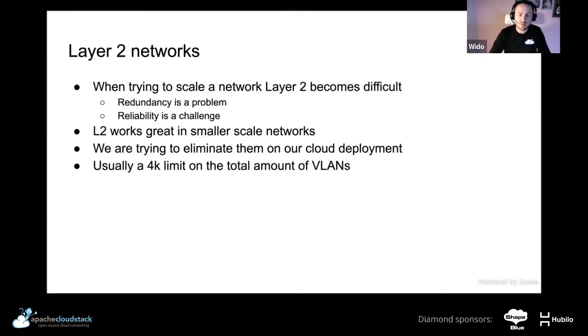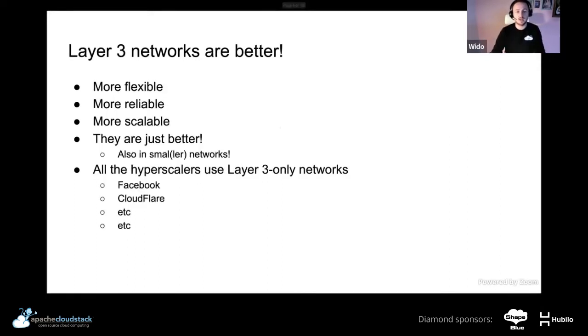We've been trying to eliminate layer 2 in our network. We want to go for layer 3 only, because why layer 3? It's just better. It's more flexible, more reliable and more scalable. And even in smaller networks, a lot of people would say, my network is too small for layer 3, I'll stick with layer 2. Well, no, any modern switch you buy from, let's say, Juniper, Cisco, Arista, or whatever vendor, can usually route layer 3 at wire speed.